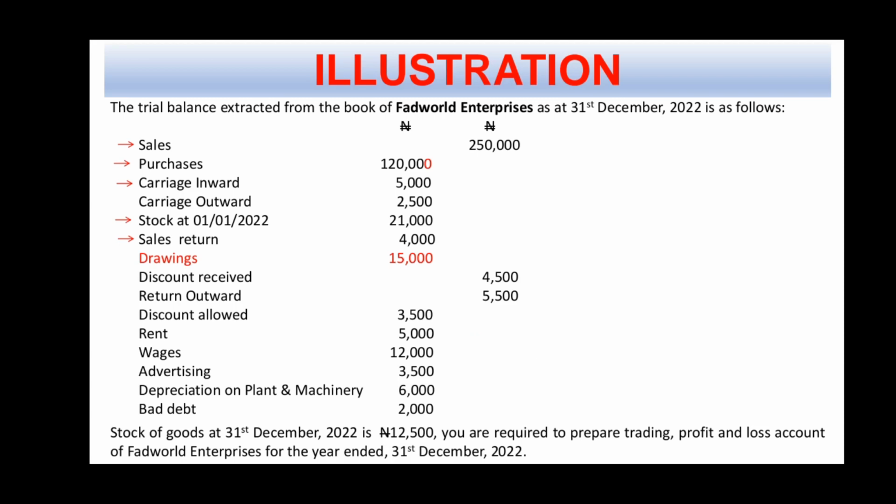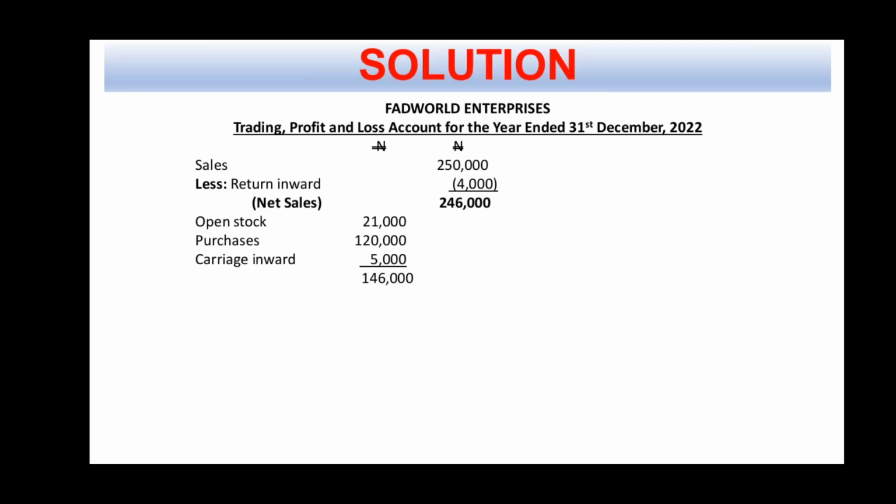So drawing also, we are going to remove drawing before we deduct return outward. So our drawing is 15,000 naira. Less drawing 15,000 naira. If we subtract 15,000 naira from 146,000 naira, that is going to give us 131,000 naira, because we want to determine the actual amount of goods that are available in the business. That's what we are trying to do.